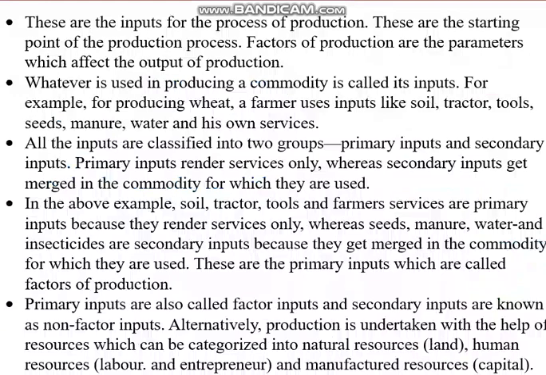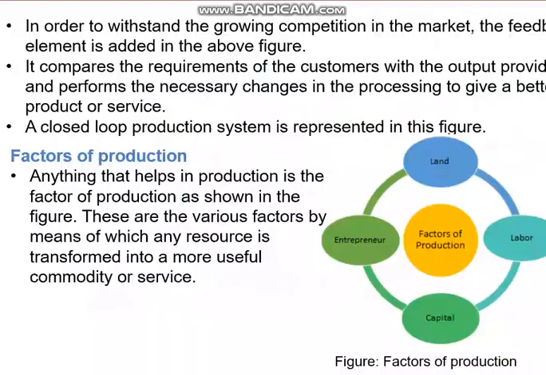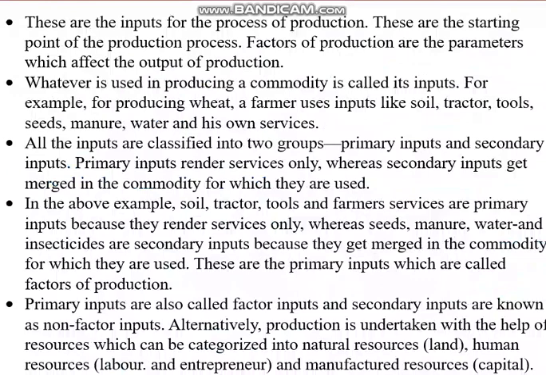Now, factors of production are the inputs for the process of production. What are those four? Land, labor, capital, and entrepreneur. We will discuss this later. These are the starting point of the production process. Factors of production are the parameters which affect the output of production. Whatever is used in producing a commodity is called its inputs.